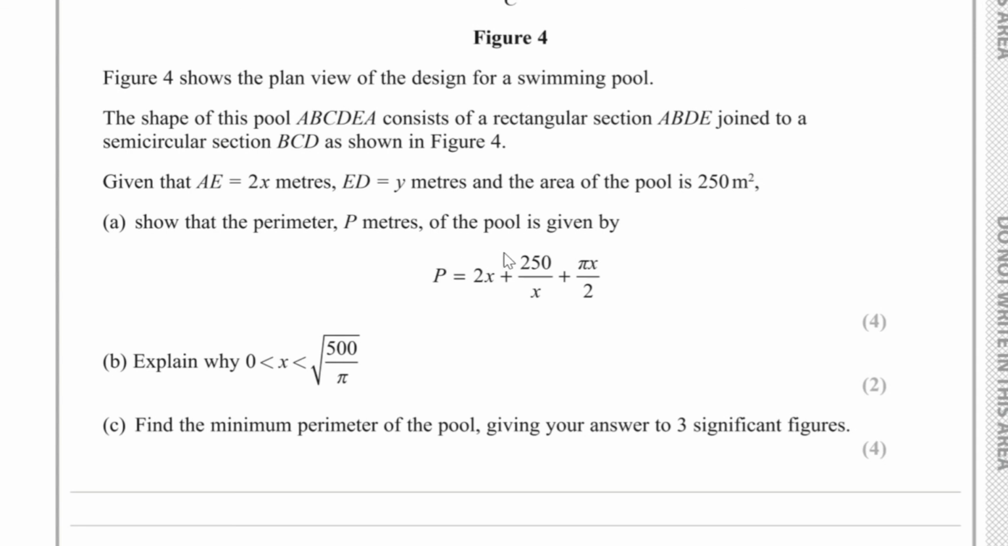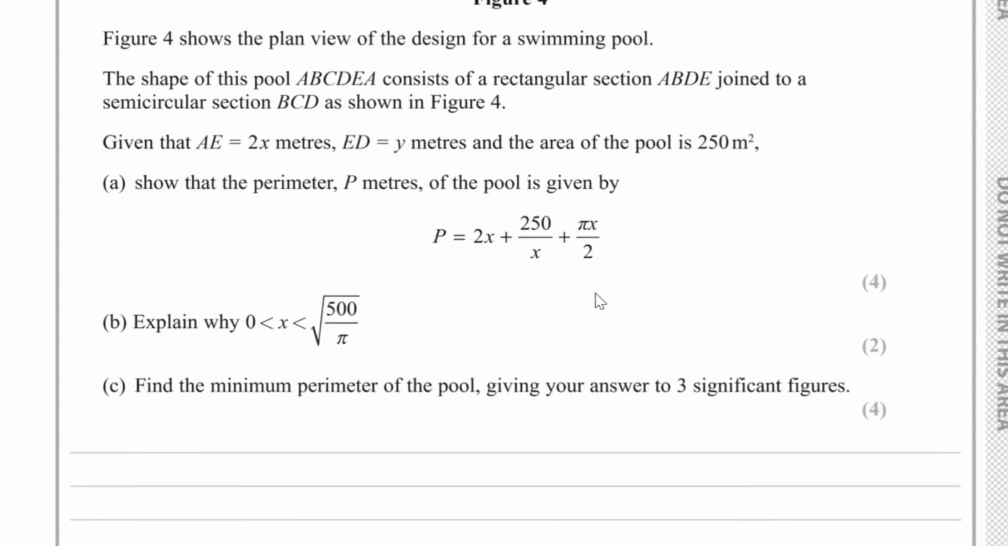We have to show that the perimeter P meters of the pool is given by P equals 2x plus 250 over x plus pi x over 2.